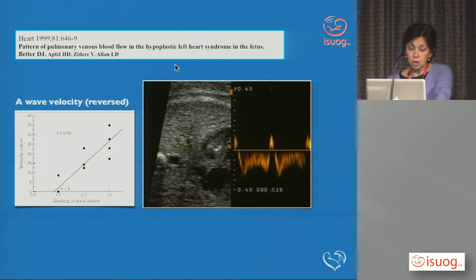Now, this is also quite an old publication now, looking at the pattern of the pulmonary venous drainage in hypoplastic left heart syndrome, because it will reflect the degree of obstruction for pulmonary venous flow to come into the left heart.